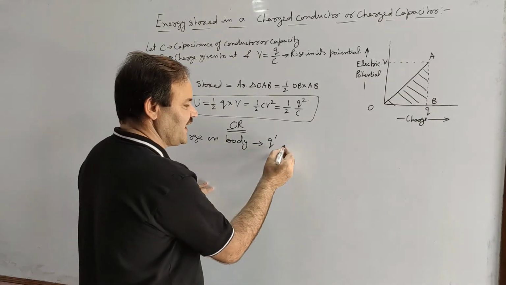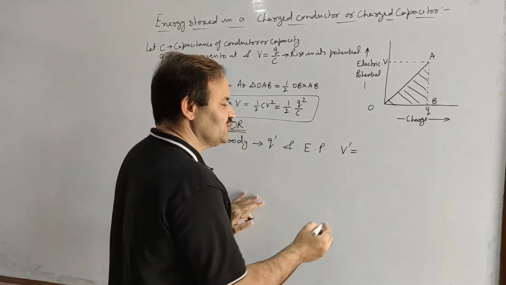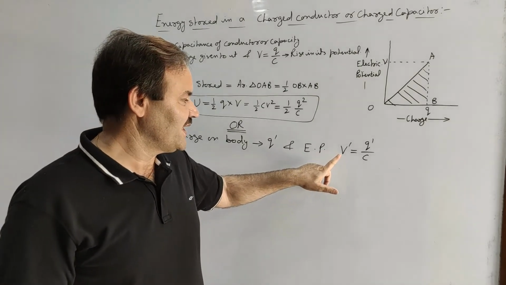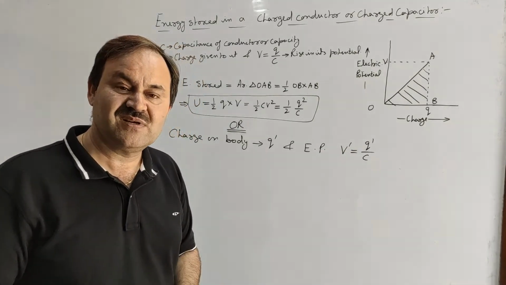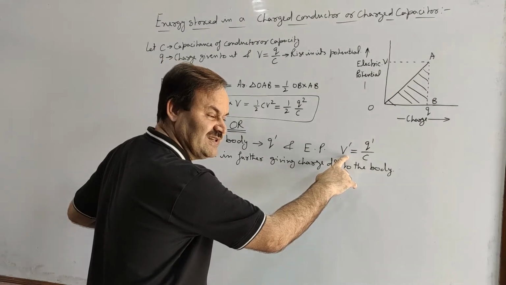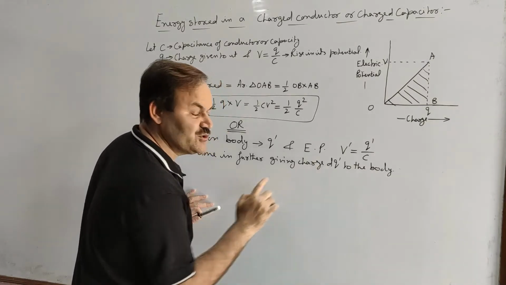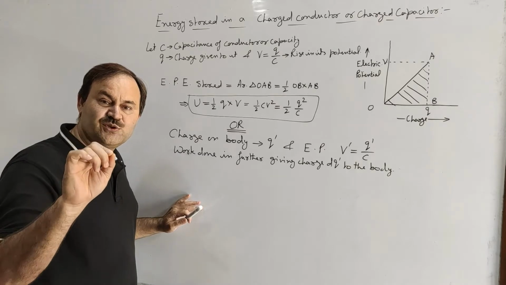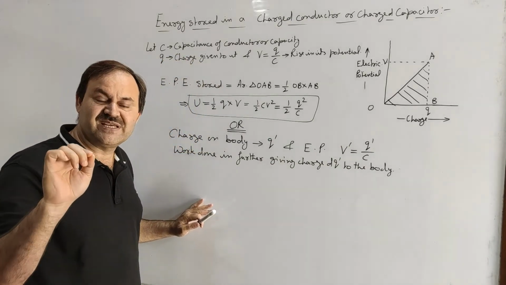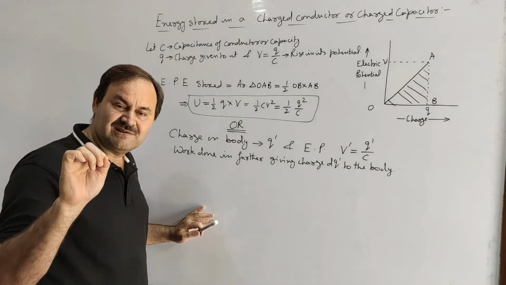such that its electric potential V' is equal to q' by C, because charge is q', so the rising potential will be q' upon C. Due to charge q', the potential on the body is V', and at this potential V', if we are further giving a charge dq' to the body, then dq' being so small that the change in potential due to dq' is negligible, it means we can assume that charge dq' is given to the body at electric potential V'.